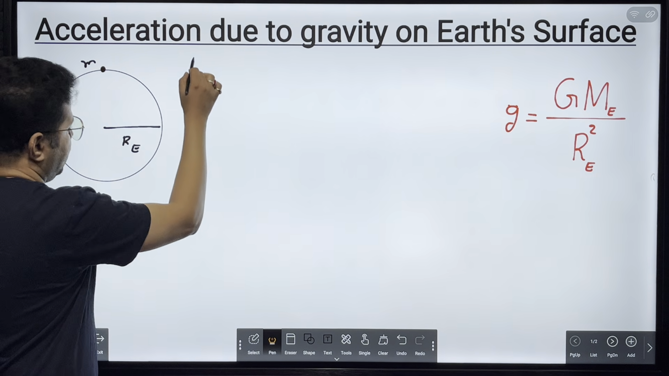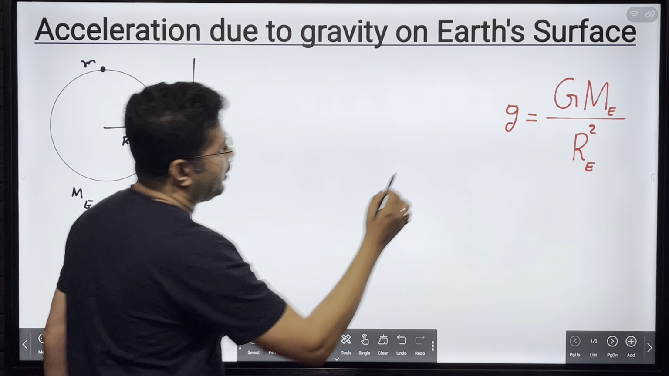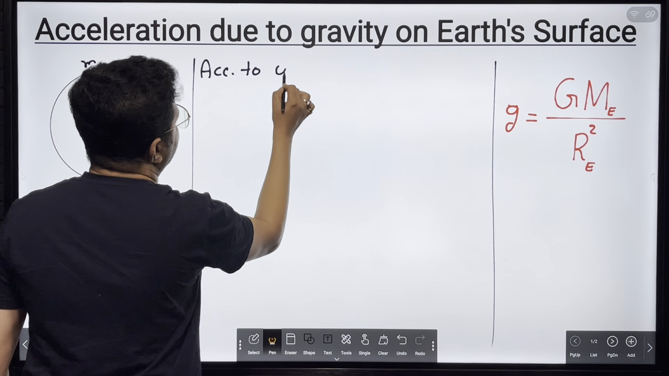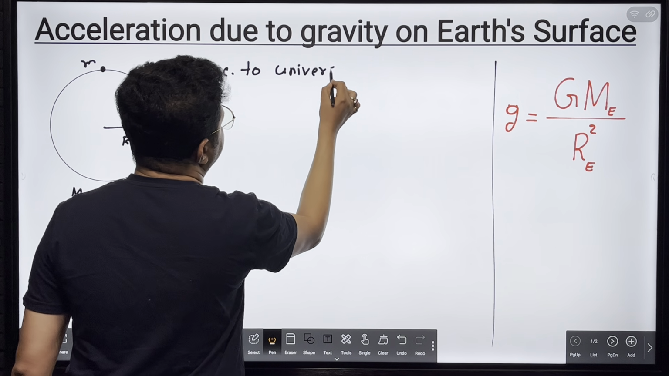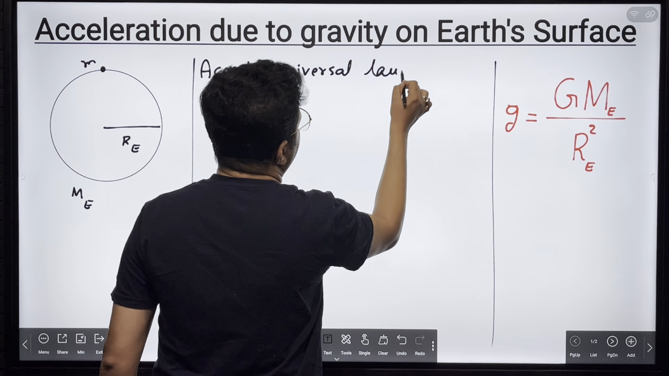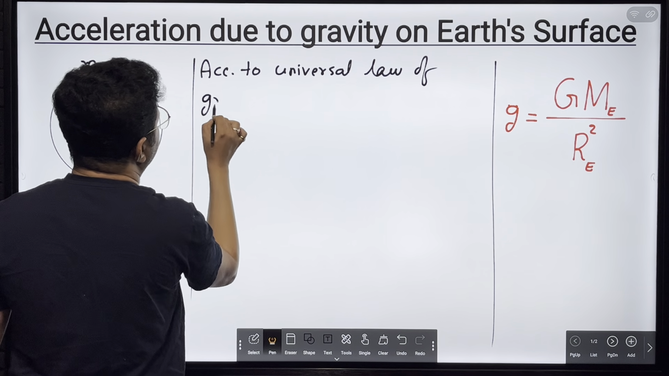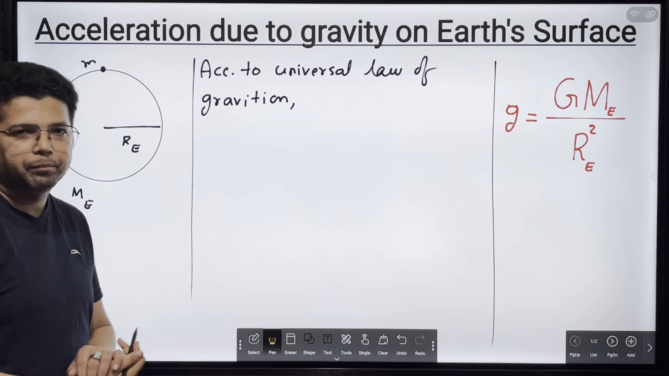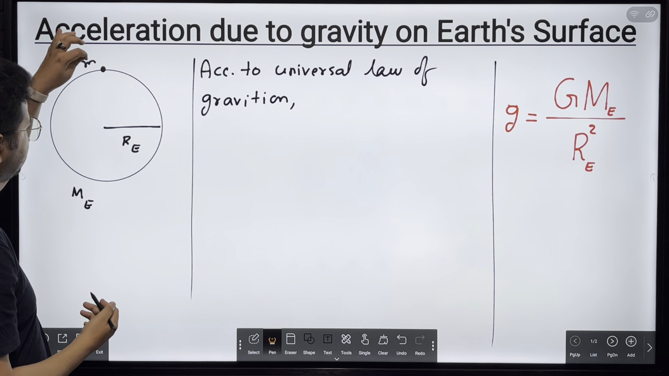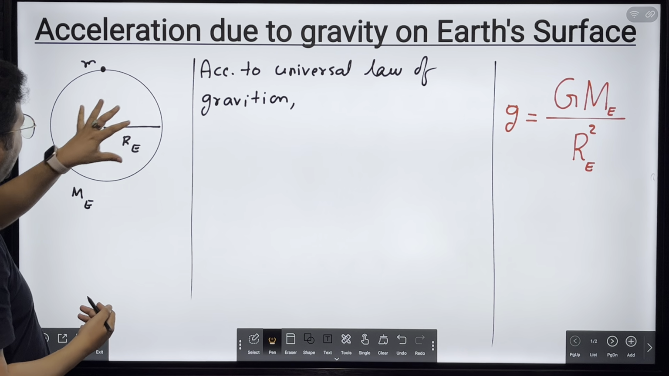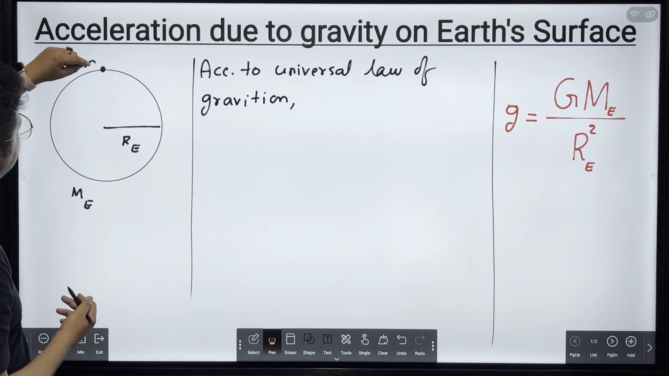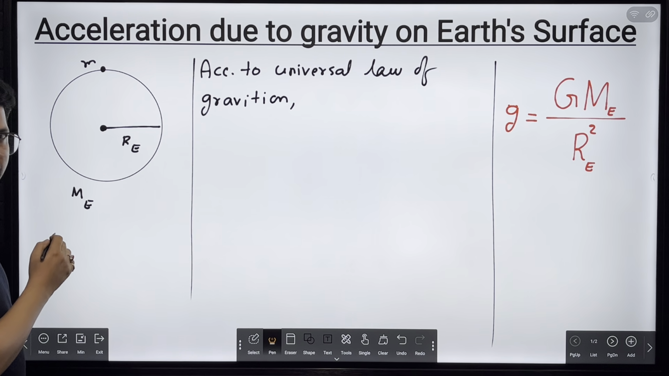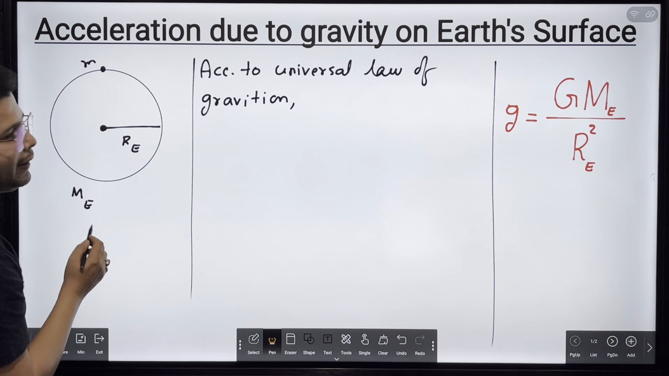Now according to universal law of gravitation, what is the force between them? What is the force between this body of mass small m and the mass of earth? So what is the distance between this mass and the earth? Mass of the earth is to be considered at the center, by symmetry. So this distance would be radius of earth.